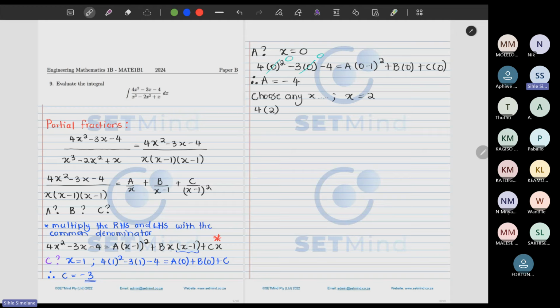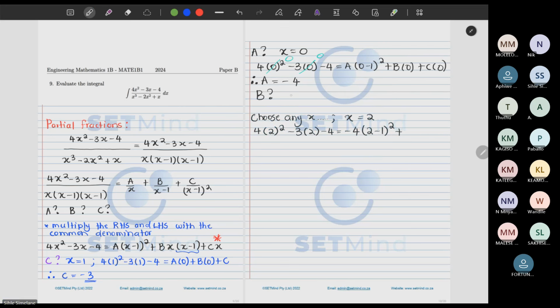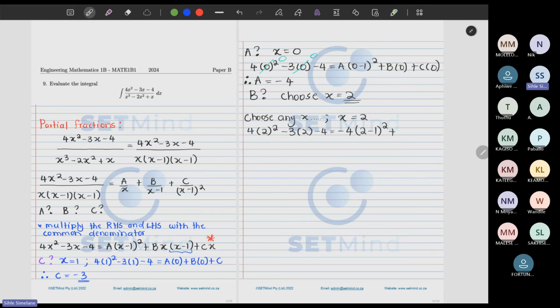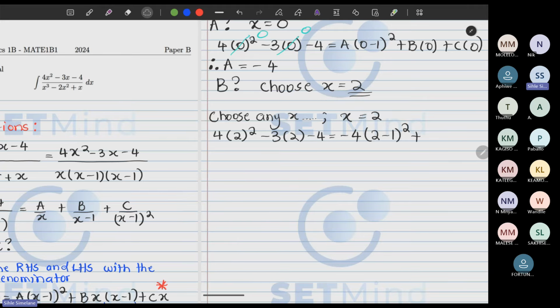So I'm going to have 4 times 2 squared minus 3 into 2 minus 4 equals our a we already have, which is minus 4. So it will be 2 minus 1 all squared plus our b is what we are looking for. So let me make that clear, that what we are looking for is b. And what we are going to do is to choose x is 2 as an example. Someone else would have done this differently, and I would be happy to show you that. But there's many ways we can go about this problem. So I'm not going to stress on that.